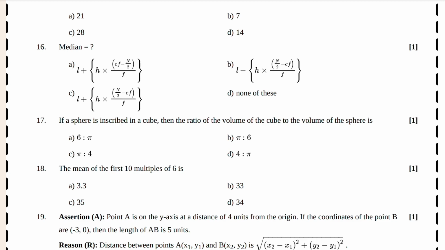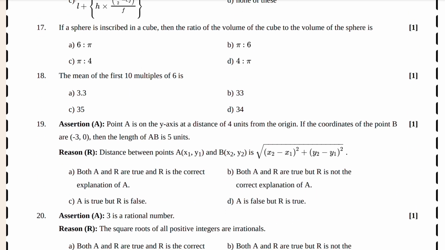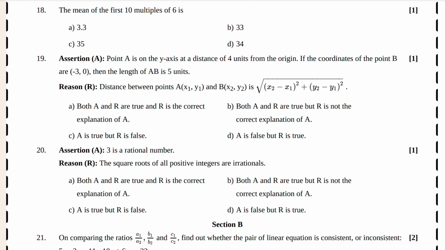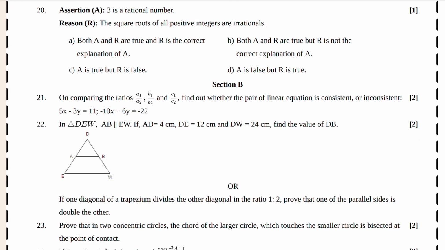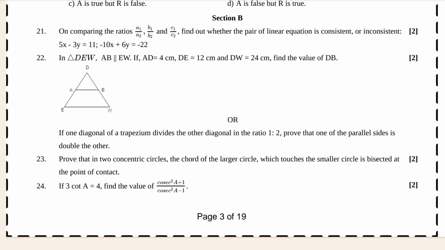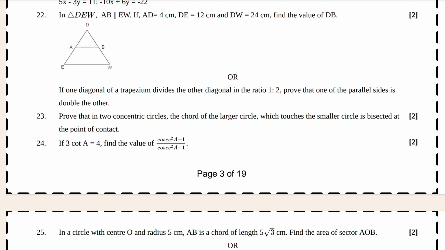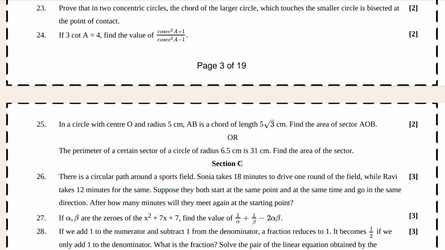Okay, all right, is it clear? So you have to practice this question now. Then question 18, you can say this is a very easy question. The mean of the first 10 multiples of 6. You can find which one. Okay, then root 3 is a rational number, and the square roots of positive integers are irrational. According to your choice, you can see that. All right, okay.